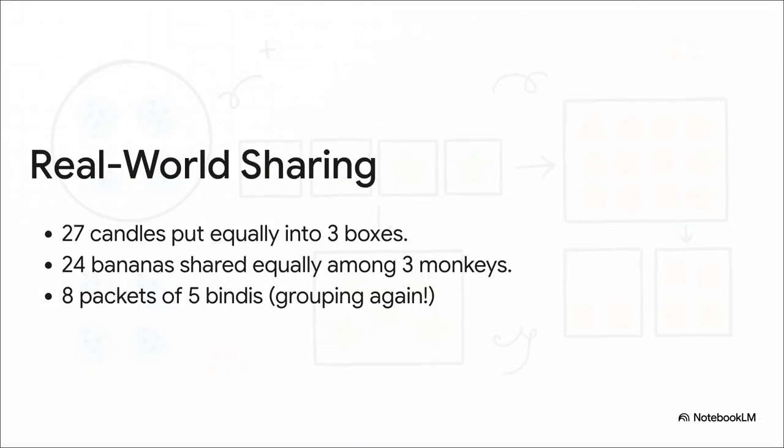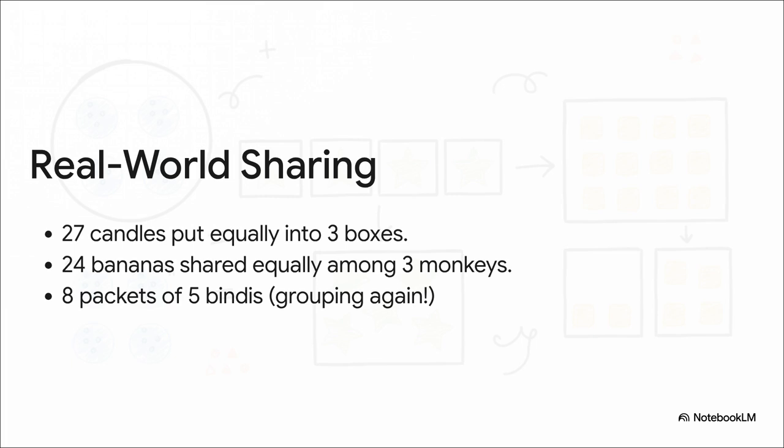Let's break down some of the real-world sharing puzzles the text presents. If you have 27 candles and you need to put them equally into 3 boxes, you are dividing 27 by 3 to find out exactly how many go in each box. Or if you have 24 bananas and 3 very hungry monkeys, you divide them to ensure everybody gets a fair share. But look at that last point from the chapter.